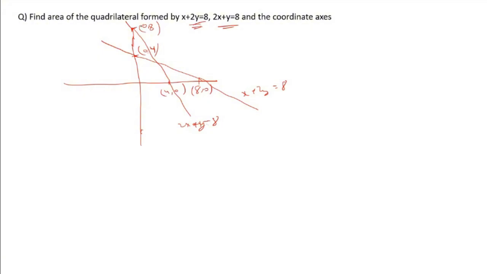The question says find the area of the quadrilateral formed by x plus 2y equal to 8, 2x plus y equal to 8, and the coordinate axes, which are the x and the y axis. So what is the area common to these? This line, the area would have been this. This line, the area would have been this. With the coordinate axes, the common area is this, correct? This line, the area under it would have been this entire piece. This line would have been this entire piece. And then you have to take the coordinate axes as well. The coordinate axes bound this area. Otherwise, it would have been infinite. So then this is the common area that comes.